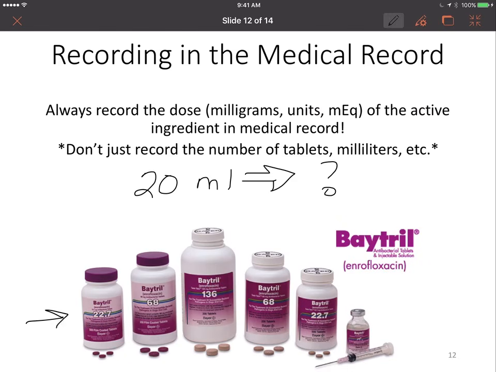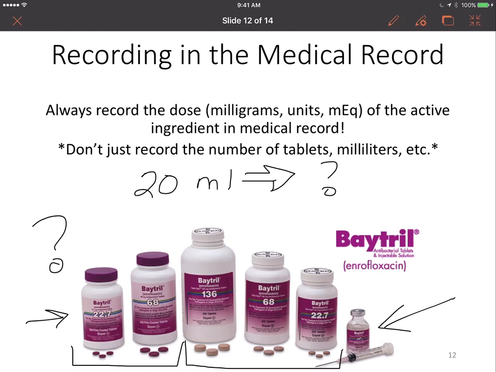Drugs come in many different concentrations. Here's an example here, Baytril. You can see there's 5 different types of tablets. 3 of them are these flavored tablets down here, which come in 3 different concentrations, 136, 68, and 22.7. And there's 2 types of capsules over here in 2 different concentrations. And there's even an injectable form. So as you can see, if you simply wrote patient got 2 tablets of Baytril, we have absolutely no idea what the dose of the drug is that this patient received.